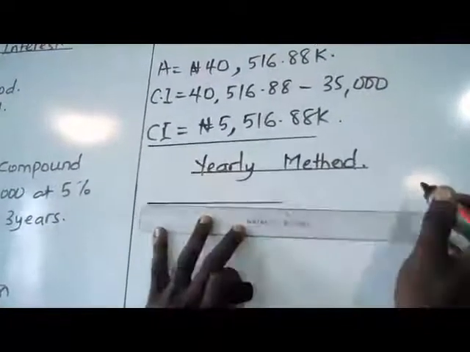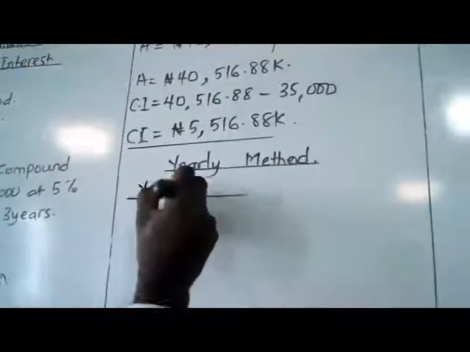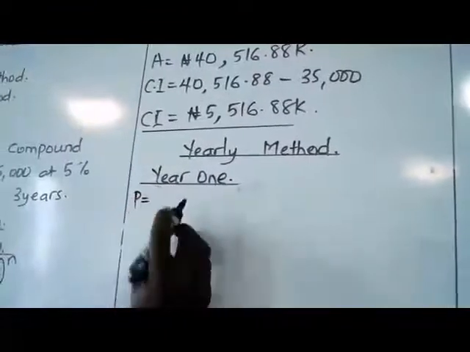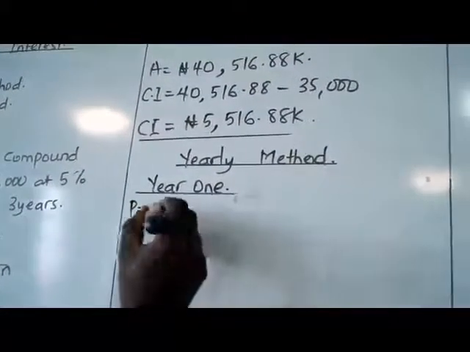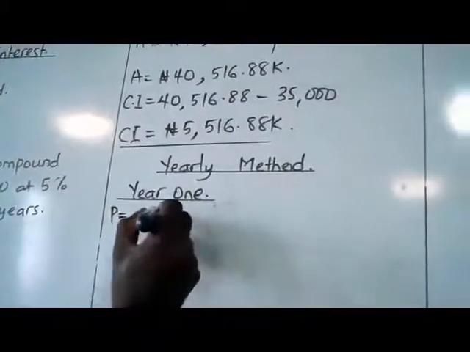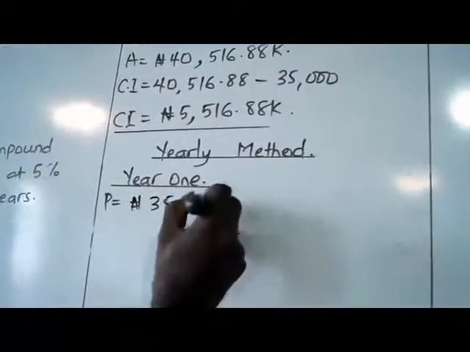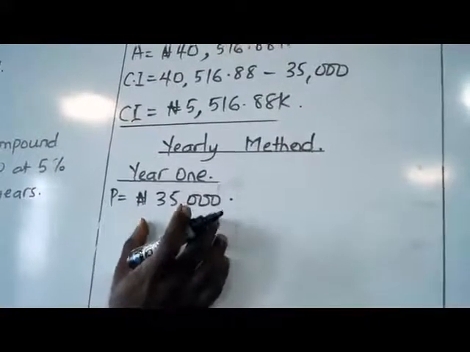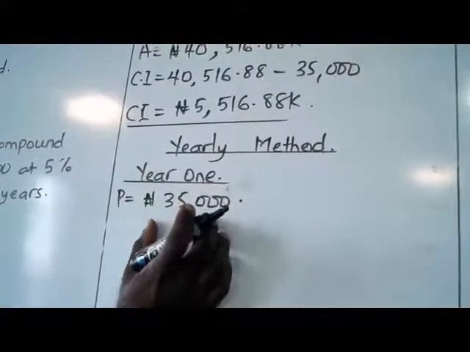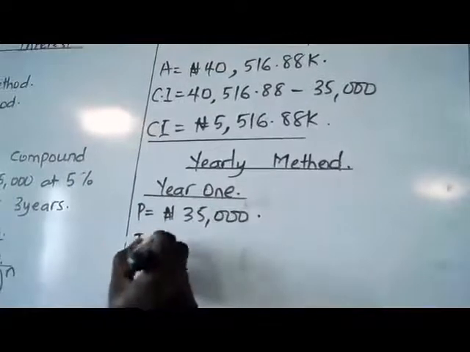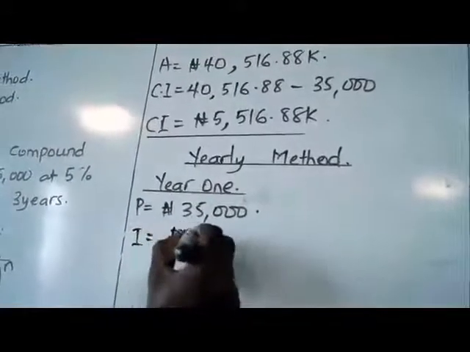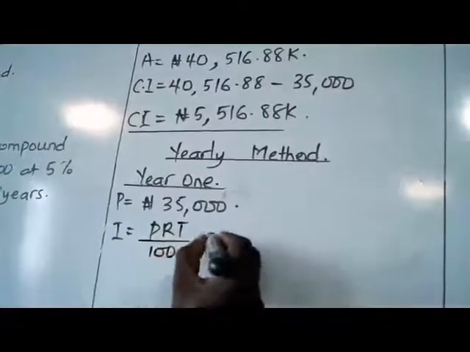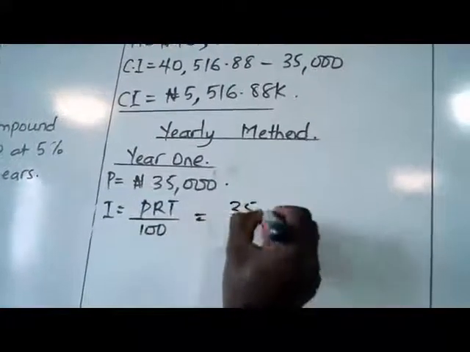So I start with year 1. Let's see what happens. The principal at the beginning of this year 1 is just as given in the question. That is a sum of 35,000. Now I'm going to find the simple interest at the end of this year that will be calculated on this principal. The simple interest formula, this is where we're going to apply it, is still principal times rate times time over 100.